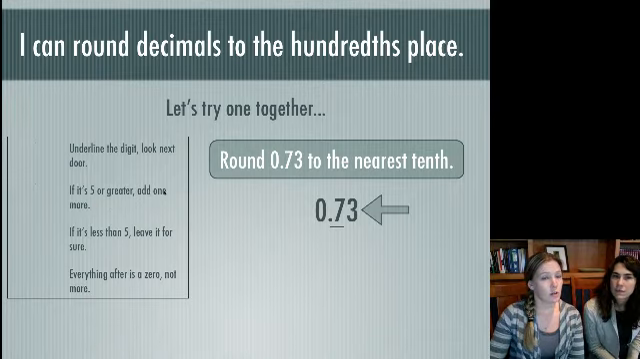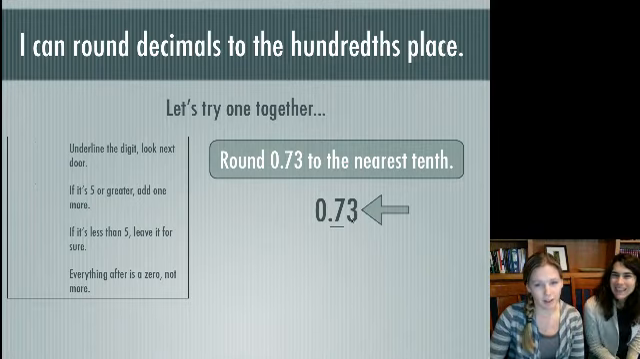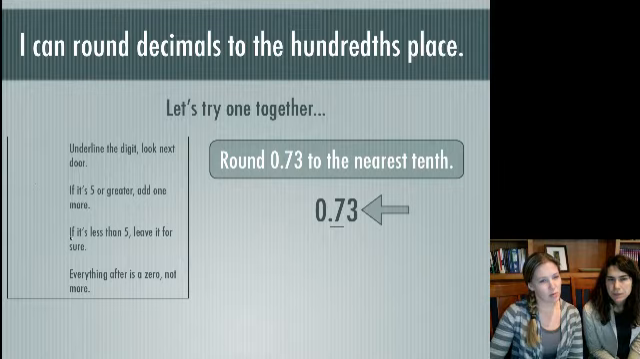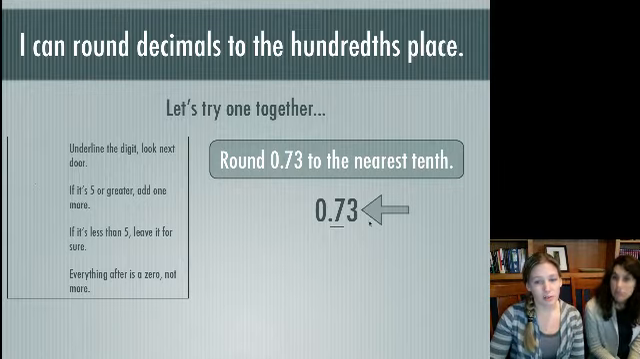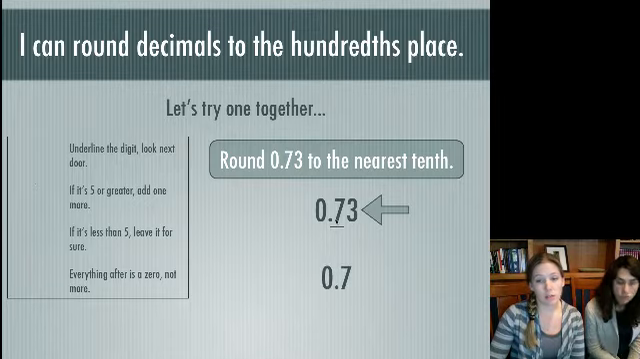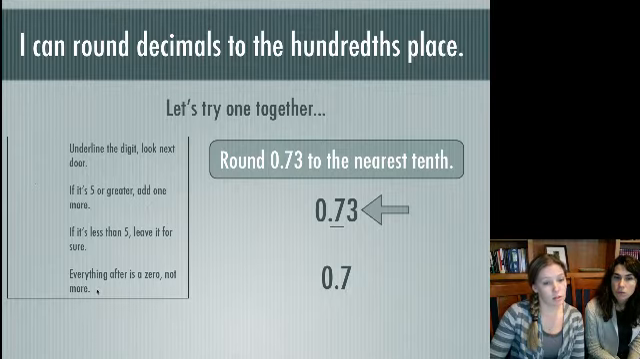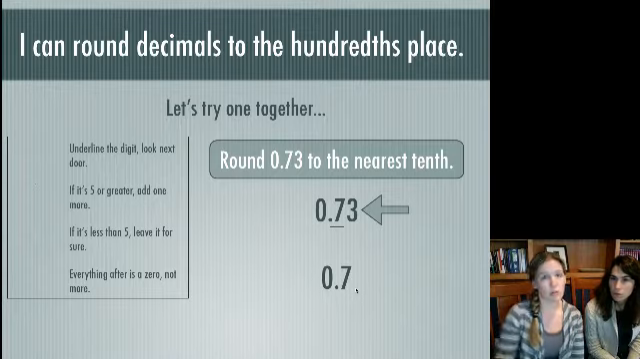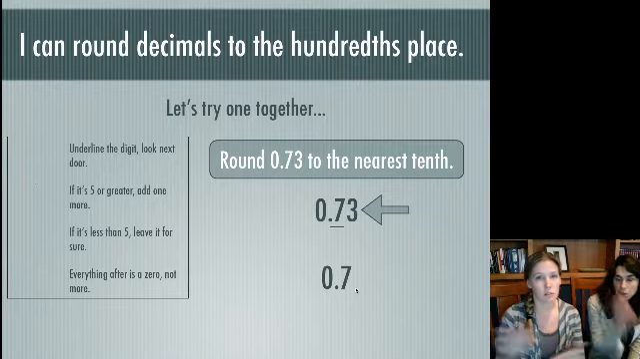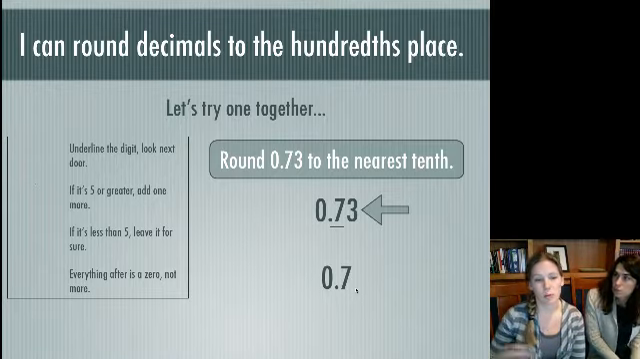If it's 5 or greater, add one more. So is a 3 greater than 5? No. So now I'm going to continue on with the poem. If it's less than 5, leave it for sure. And when it says leave it, that means this number that's underlined. So since the 3 is less than 5, we're just going to leave that 7 alone. Everything after is a 0, not more. So I can't leave this 3 there. If I wanted to add a 0 on, I could, because it doesn't change the value of the number.